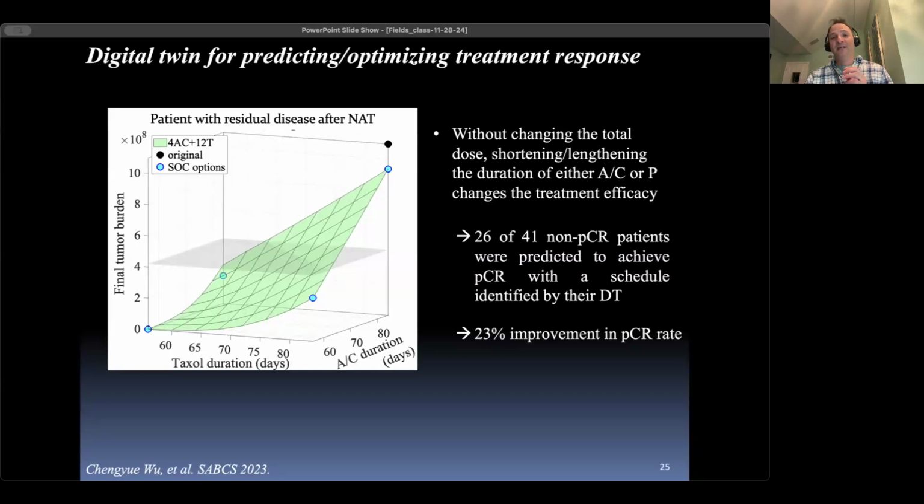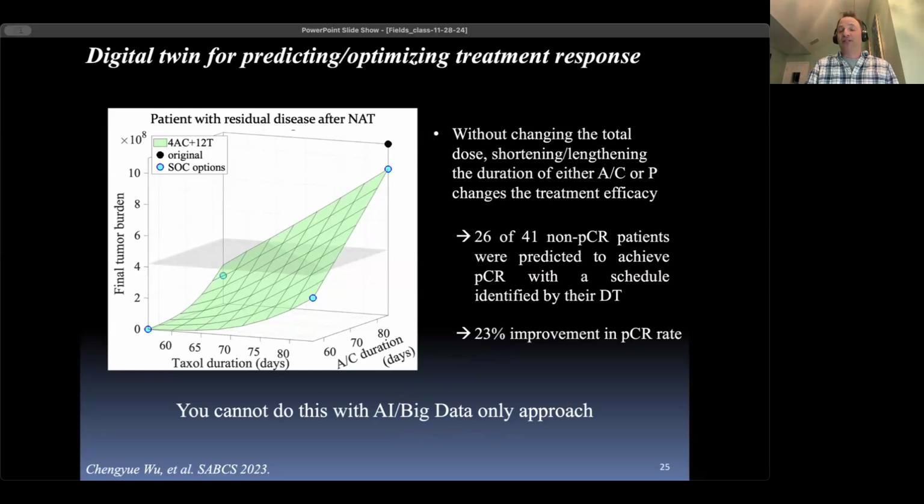This is really tantalizing. And I want to emphasize that you cannot do this with an AI and big data approach. You can't do it for two reasons, both of which are enormous. One, to be able to do this with an AI and big data approach, you would have to have already run the experiments, the clinical trials that give you every grid point on here. You would already have had to have tried all these different combinations of therapeutic regimens to build this surface plot. And of course, there's not enough time, money, or patience to do that.